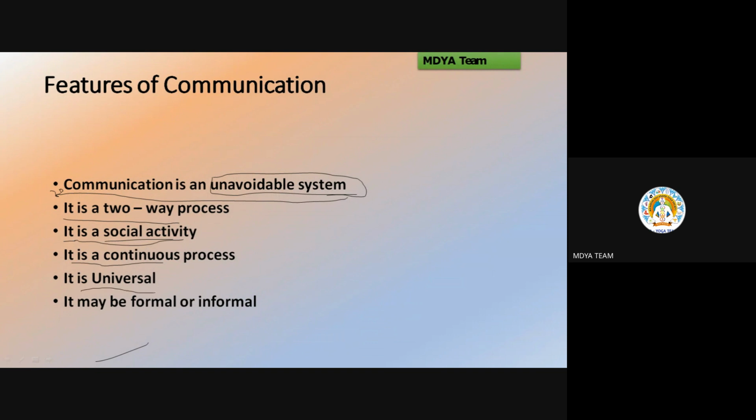It is universal. No matter who you are, where you are, whether a child or an old person, rich or poor, whether you are in India or in Switzerland, whatever your culture is, communication is a universal process. It's always there. It may be formal or informal. You may talk formally in the office or at a job, or informally with friends and family. So these are the features of communication.